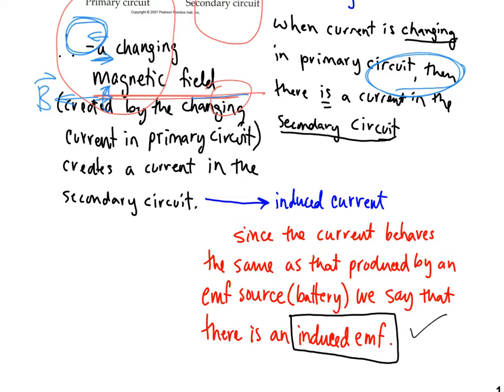So a current is a current whether it's created by a battery or whether it's created by a changing magnetic field. So it's no different than a current that would be created by a battery. But this is called an induced EMF because it was induced by a changing magnetic field.